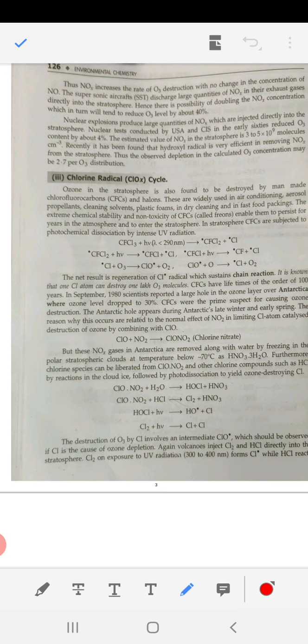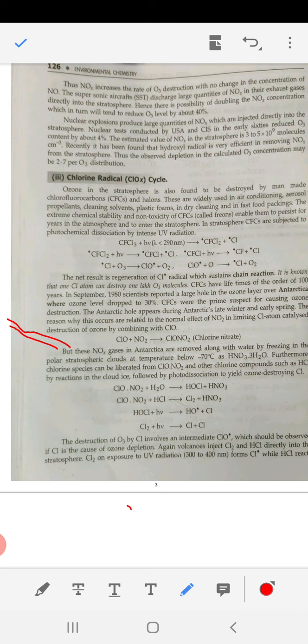packaging. The extreme chemical stability and non-toxicity of CFCs, called freons, enable them to persist for years in the atmosphere and to enter the stratosphere. In the stratosphere, CFCs are subjected to photochemical dissociation by intense ultraviolet radiation.